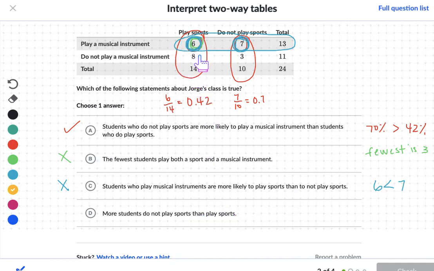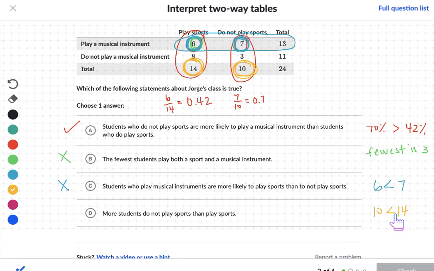Okay, and then the last one, more students do not play sports than play sports. More students do not play sports. Oh wait, wrong one. Do not play sports is a total 10. More students do not play sports than play sports. Ooh. Yeah, that one is also good. Oh no, sorry.